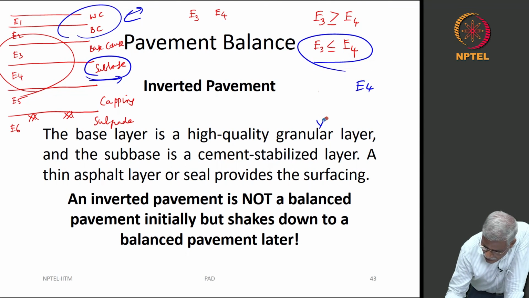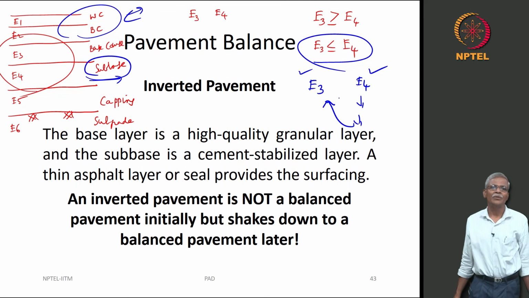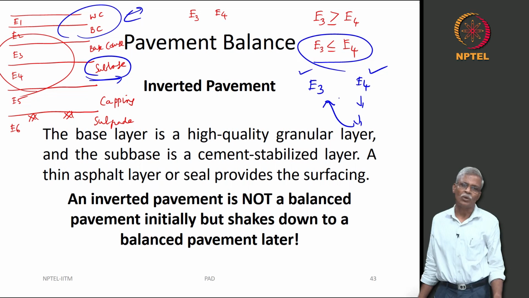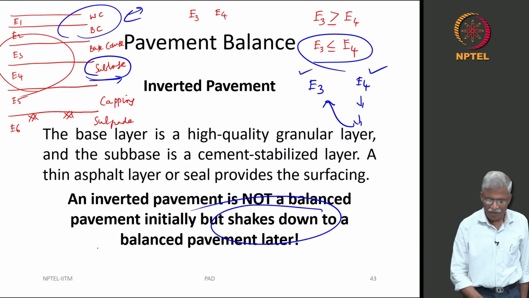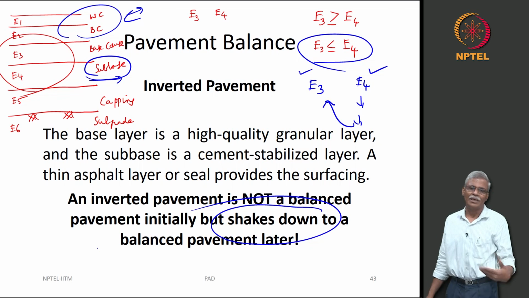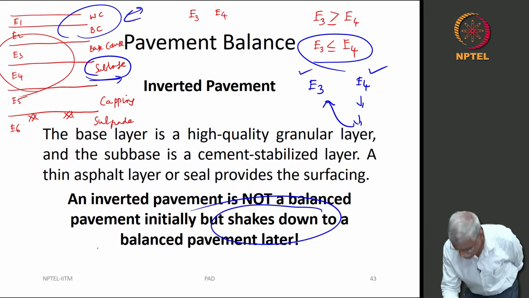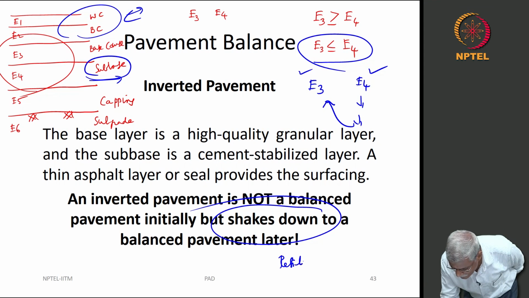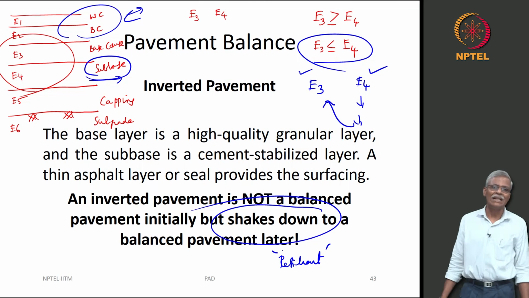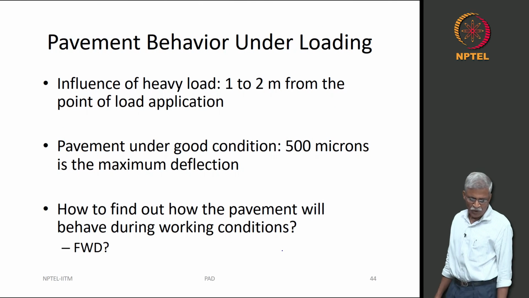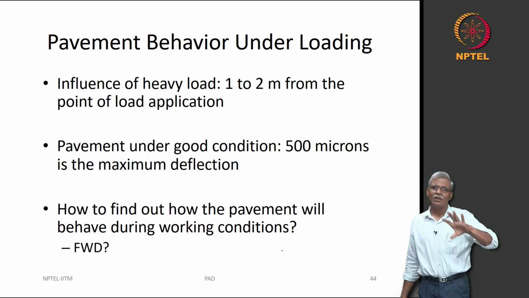So, slowly the E4 value will remain the same, the E3 value keeps... let me just rub it, okay. Let me write it carefully. E4 is higher, E3 is lower. So, this can keep coming down and it can reach the value of E3, in which case you will get a balanced pavement. That is the whole idea, and I have used a very interesting word called shake down. It shakes down to one optimal status, what is really called a resilient status.